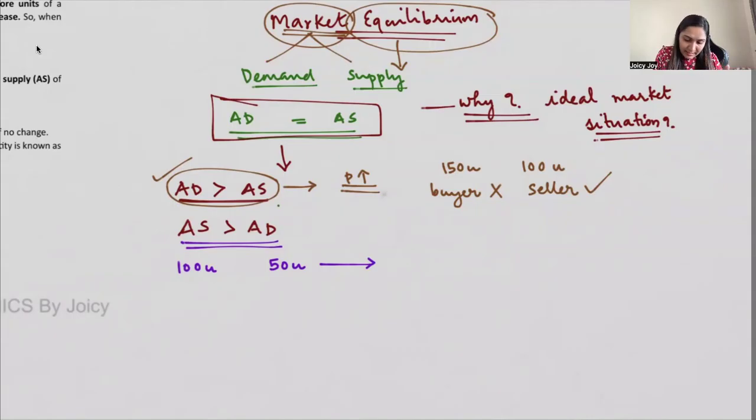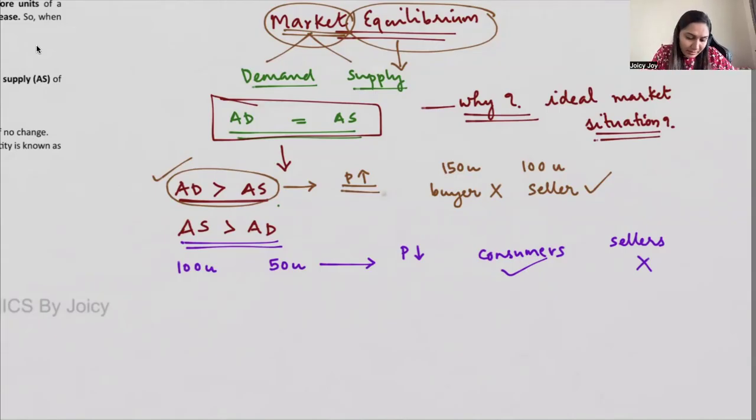In this case, the prices would go down because the seller wants to sell everything. So as the prices go down, who would gain? The consumers or the buyers would gain because they are getting the commodities at a lower price. But what about the sellers? The sellers would lose because they are forced to sell at a lower price.